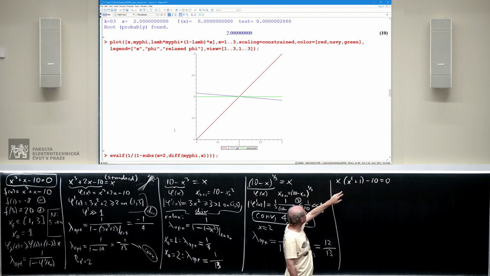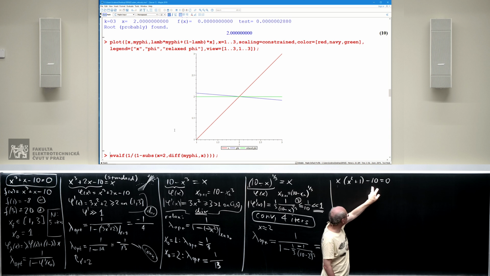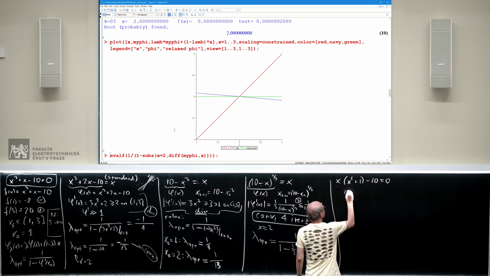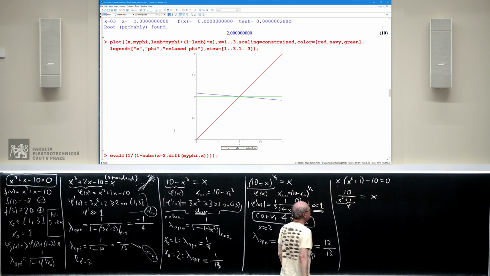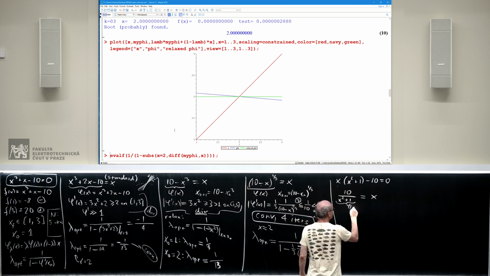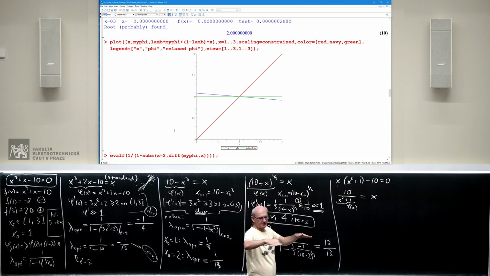Another possibility, another venue here is to isolate this x. And that's what I will do. I will move 10 to the right. I will divide it by this expression, and this will give me x. So that's my phi. And when I'm looking at it, I sort of like the derivative and also like the shape. It's a hill-shaped curve.